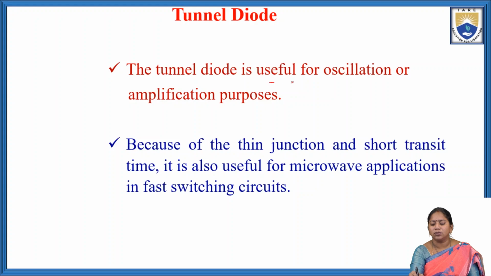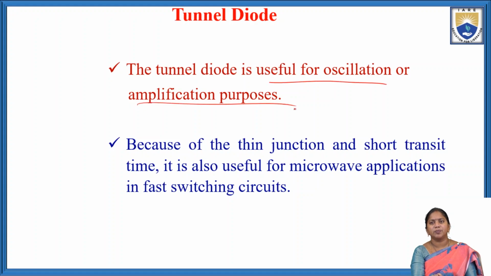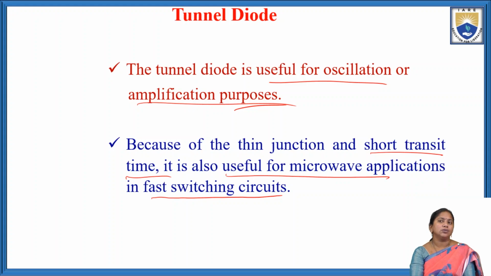The tunnel diode is useful for oscillation or amplification purposes. Because of the thin junction and a short transit time, it is also very useful for microwave applications. These are mainly used as fast switching circuits.